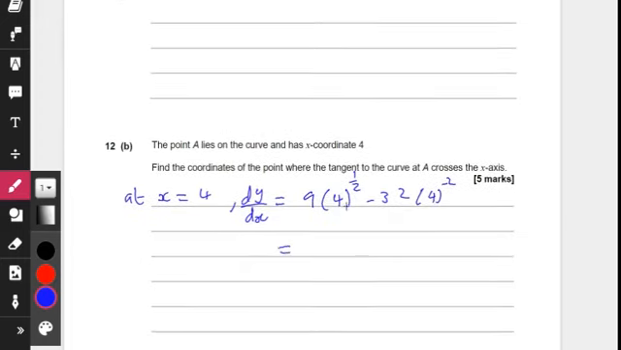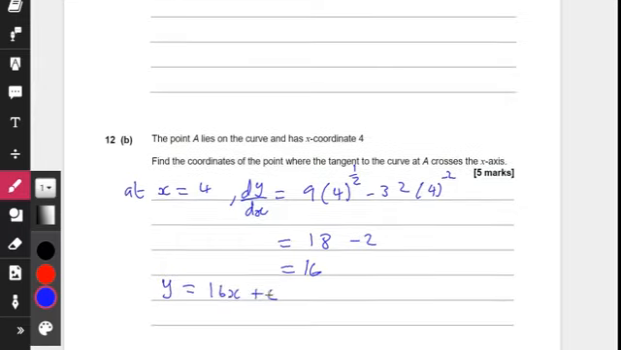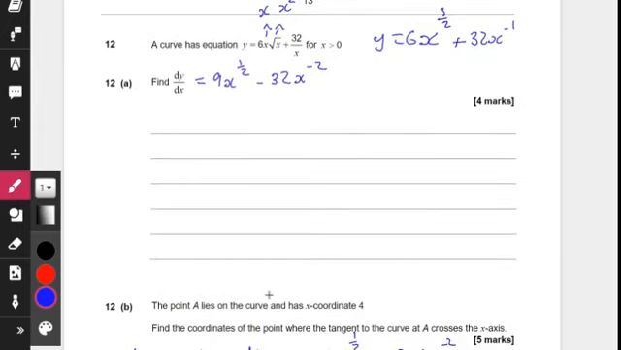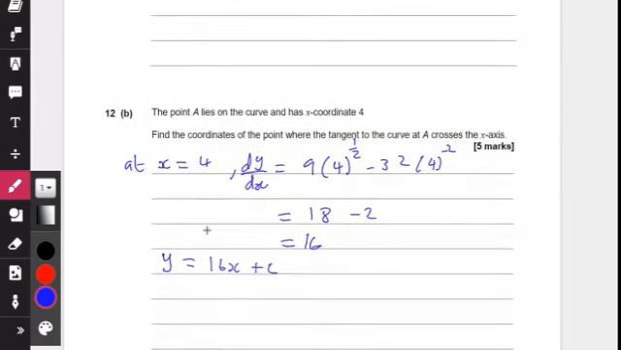That's going to equal, what's that? 4 to the half is 2, 9 times 2 is 18. 4 squared is 16, divided by minus 2. So that's equal to 16. So that's the gradient. And then our tangent is going to have the equation y equals 16x plus c. And if the x coordinate is 4, we can work out the y coordinate by substituting into here. So 6x root x plus 32 over x. So if we substitute x equals 4.